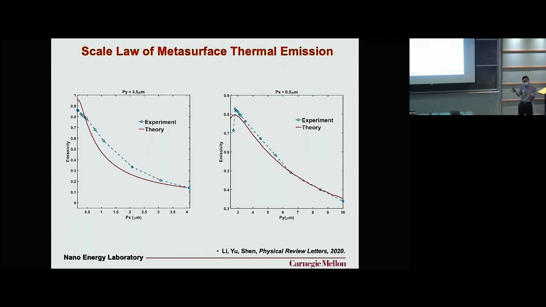So if you pack more nanowires in a certain area, the radiation will be reduced. But unfortunately, we didn't observe the subradiance effect. That's really because our substrate is high loss, high index. This paper was published in PRL in 2020. If you're interested, you can take a look.